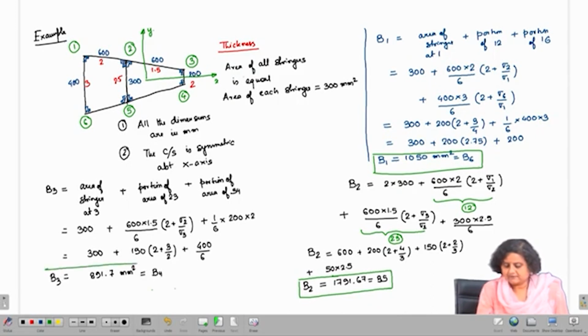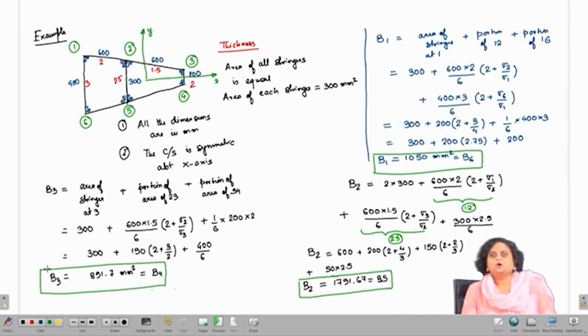Therefore, we have found out B3, B4 also. So, we have found out the area of all the stringers B1, B2 and B3. In the next lecture, we will discuss how to find out the shear flow due to shear forces in a skin stringer idealized beam. Thank you.